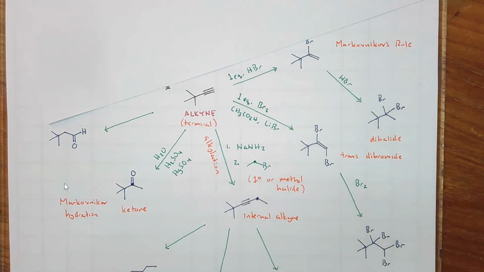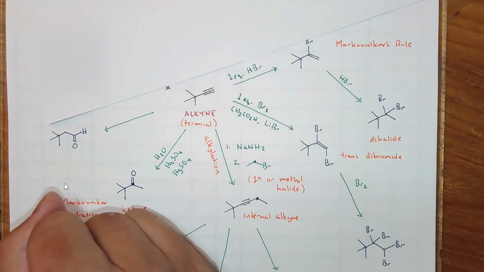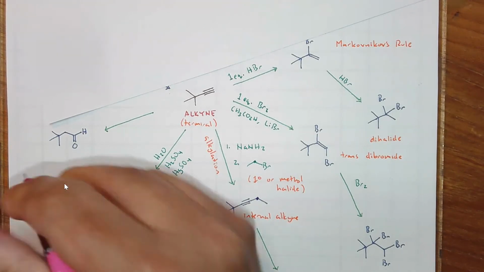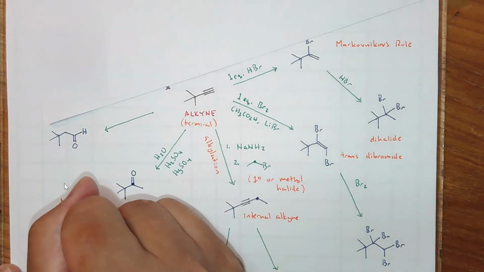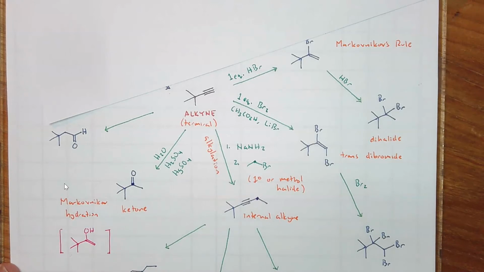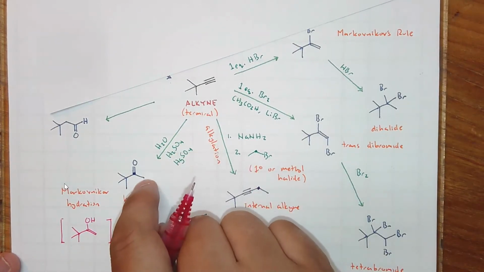Maybe I'll draw the intermediate. How should I draw the intermediate? I haven't used color pink yet. I'll draw it in pink. The intermediate is this. Because you do actually add OH in the mechanism, and it looks like that. And then it isomerizes to the more stable ketone.